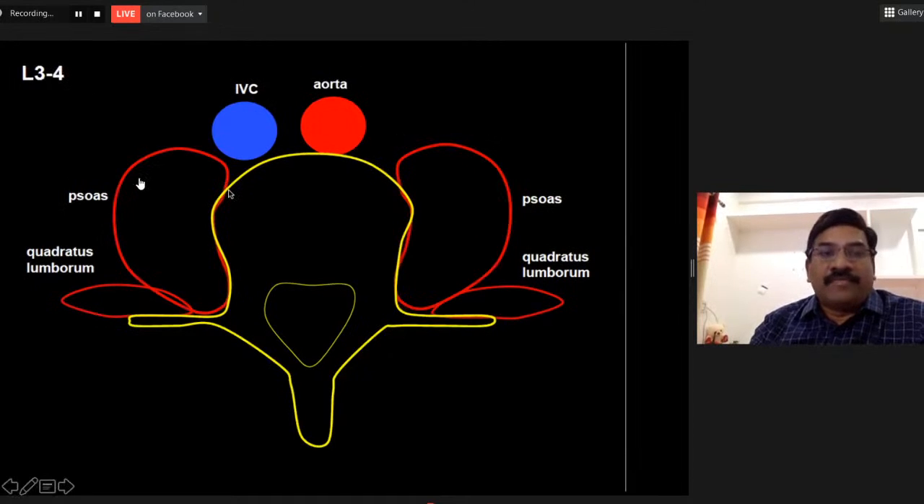And again, if you are at the L3-4 level, you can't see both the crura. Both the crura have already left, and quadratus lumborum is seen. Psoas is very thick and bulky. You can still see the inferior vena cava and the aorta.